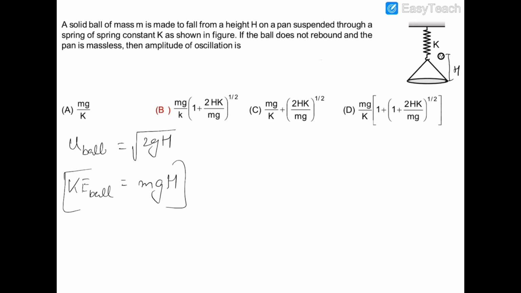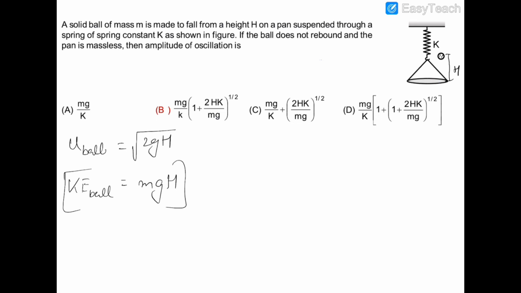Now as the pan is massless, we can say that the complete kinetic energy of the ball would be transferred to the pan, because there are 2 situations which are given in the question. The first situation is the fact that the pan is massless, and the second situation says that the ball does not rebound, which means that the complete energy of the ball would be transferred to the pan, and the energy gained by the pan would be mgh. Now the pan is massless, so we have to find out the amplitude of oscillation.